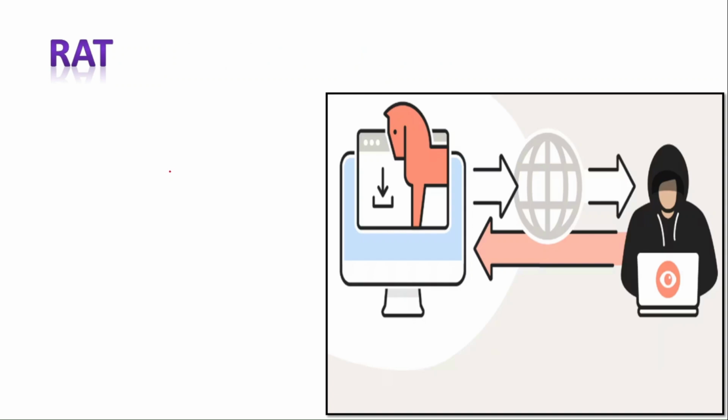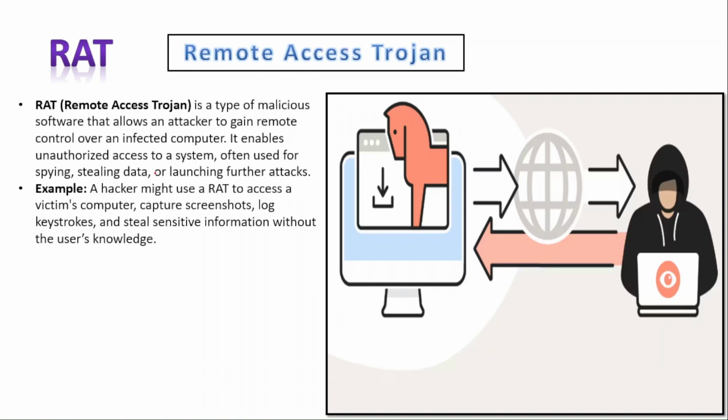RAT, that is Remote Access Trojan. So RAT, or Remote Access Trojan, is a type of malicious software that allows an attacker to gain remote control over an infected computer. It enables unauthorized access to a system, often used for spying, stealing data, or launching further attacks. Example, a hacker might use a RAT to access a victim's computer, capture screenshots, log keystrokes, and steal sensitive information without the user's knowledge.